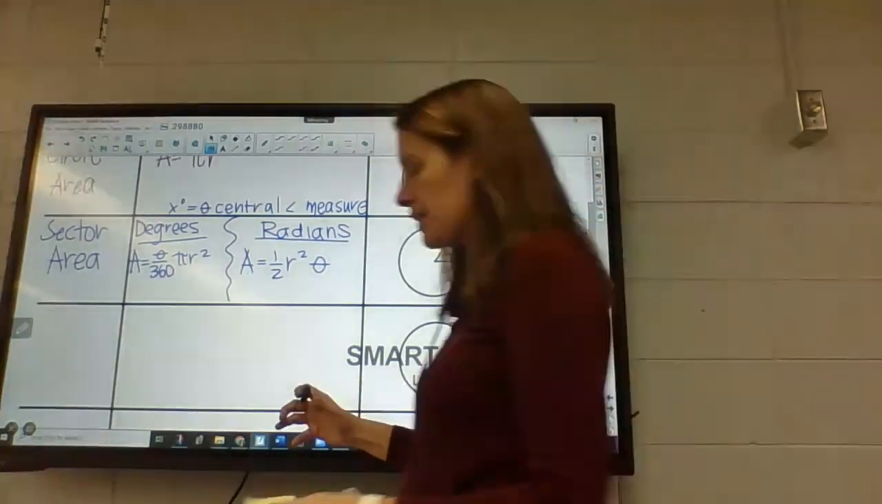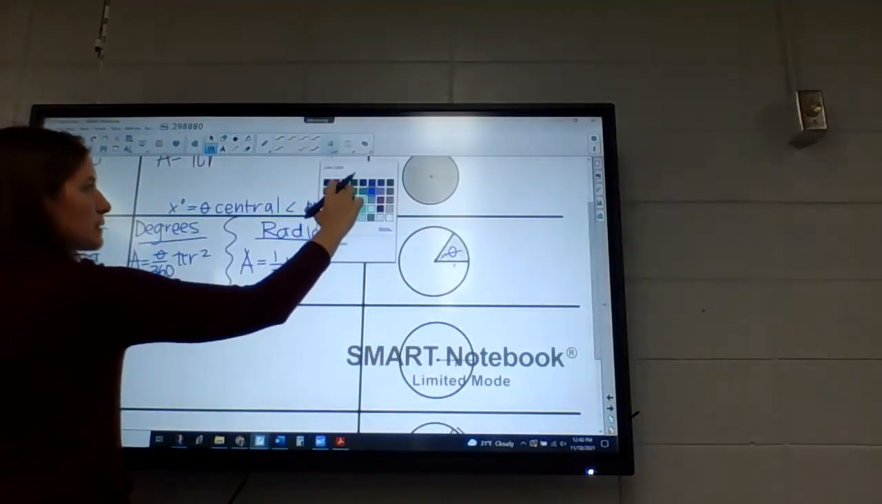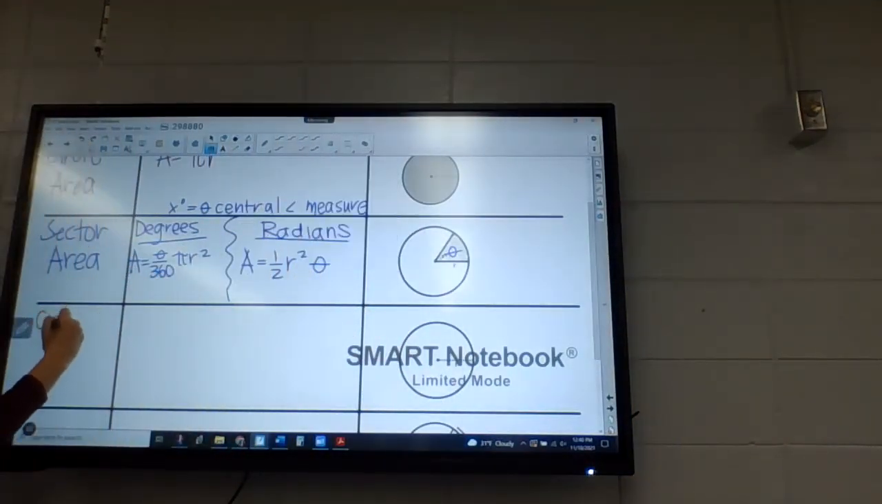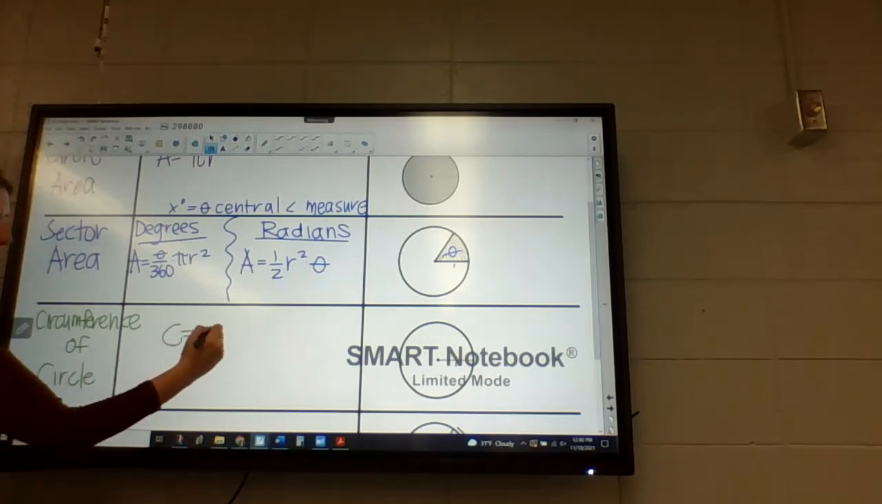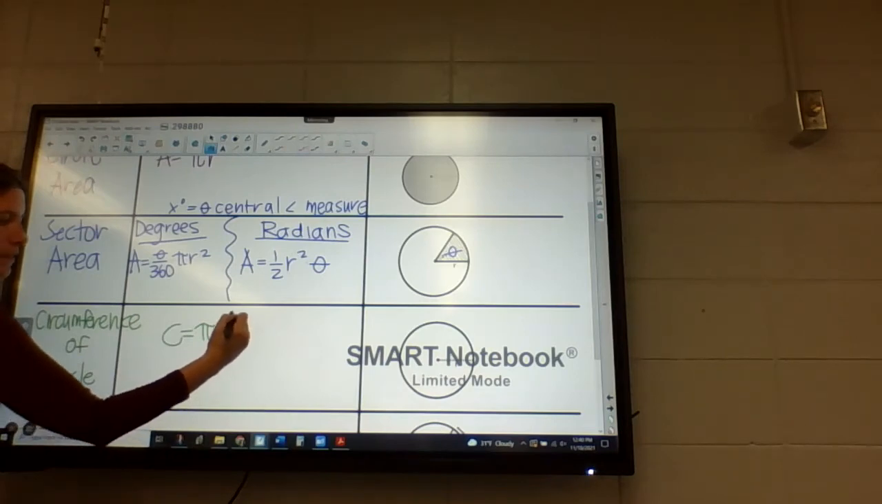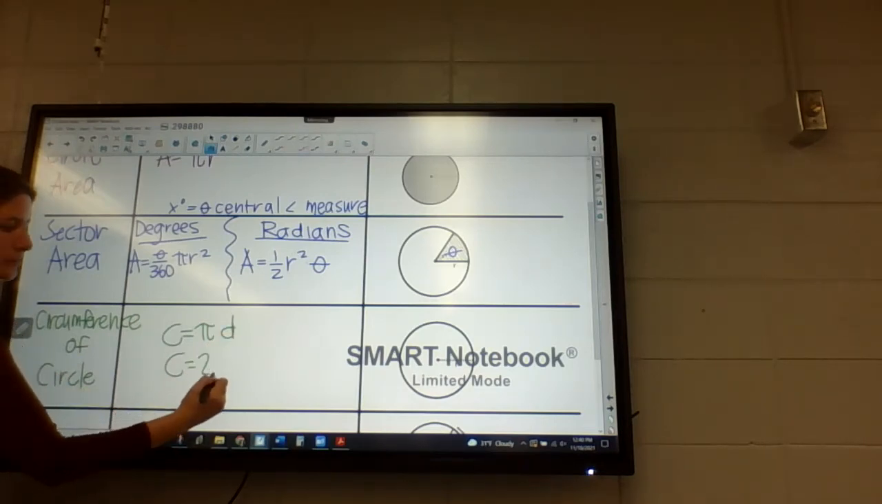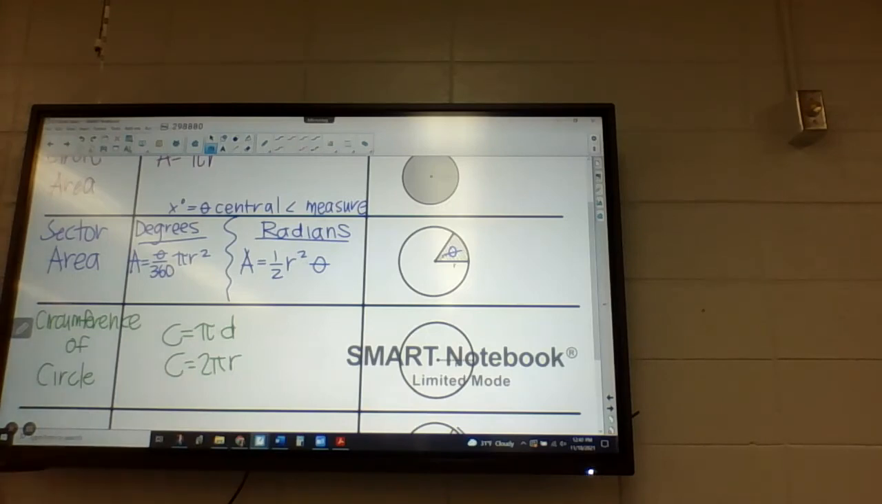All right, so again, the next one is circumference. We've already talked about this. So again, the circumference is the distance around, and I will list both formulas. Like I said, Erica had mentioned that you could use the diameter as well, because the radius is just the diameter cut in half.